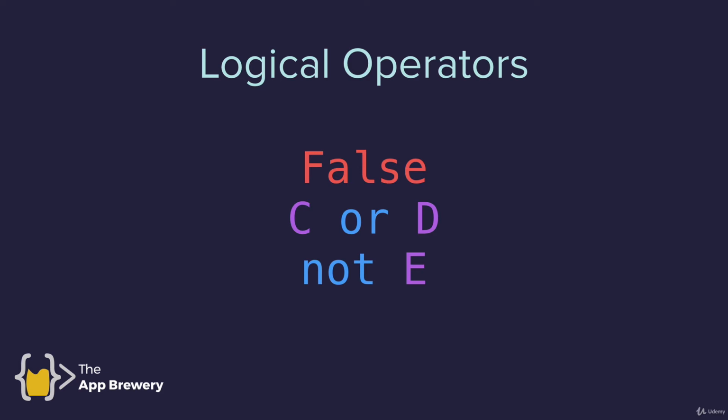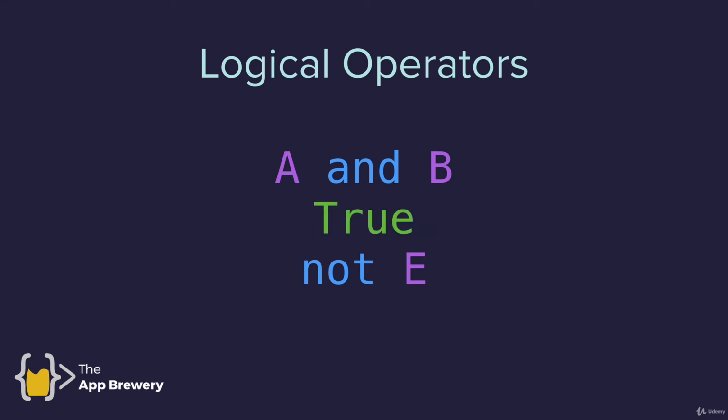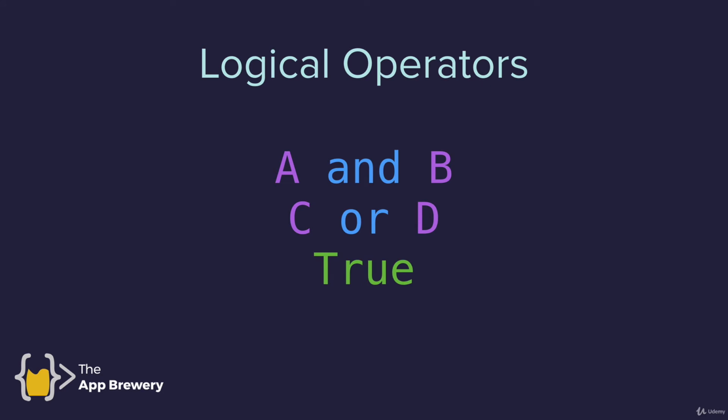Now, if you only needed one of the conditions to be true, then you could use the OR operator instead. So if C or D were true, or if they're both true, then it will evaluate to true. It's only when both C and D are false does this statement actually become false. Now, the final one is the NOT operator. And all that this does is it basically reverses a condition. So if the condition is false, then it becomes true. If it's true, then it becomes false.